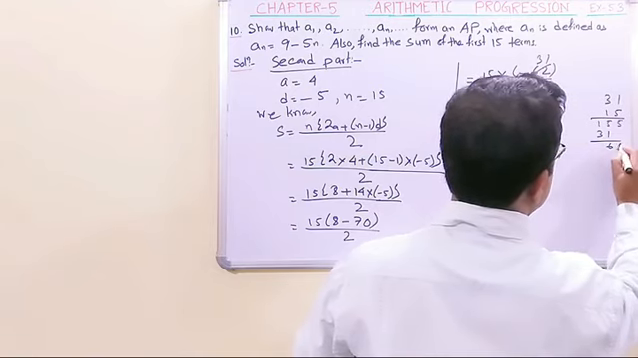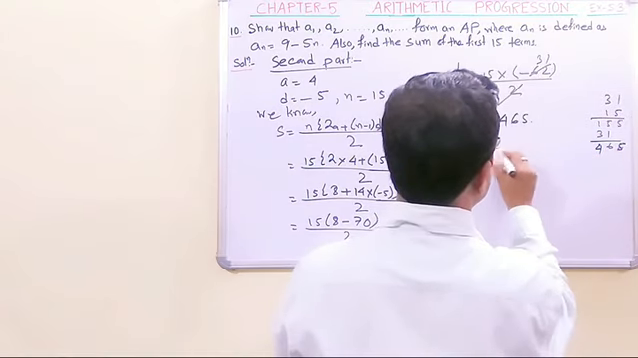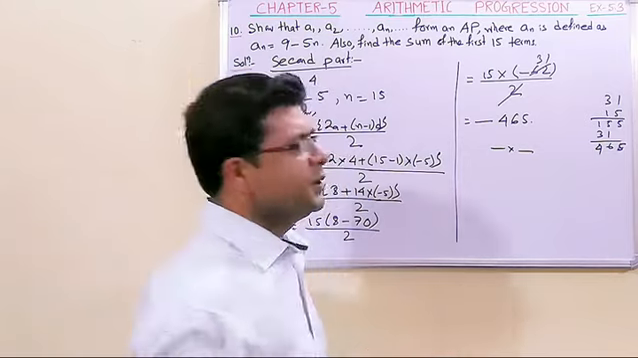So this is 5, 4. So minus 465. Okay students? So please practice this type of sum.